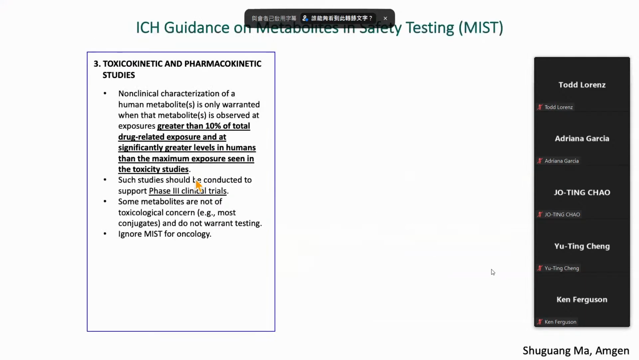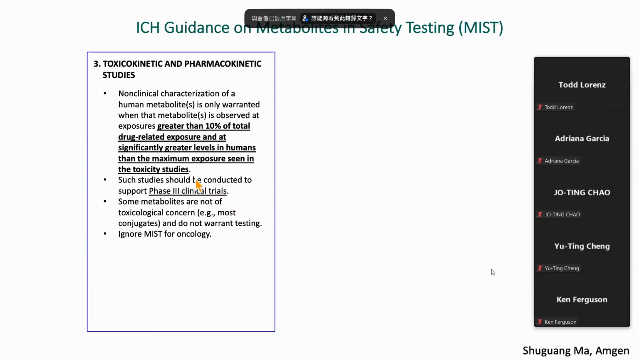And what are those guidelines? So this is the international guidance. Non-clinical characterization of a human metabolite is only warranted when that metabolite is observed at exposures greater than 10% of total drug-related exposure and at significantly greater levels in humans than the maximum exposure seen in the tox studies. So we're worried about things that weren't in the GLP tox studies that humans are going to be exposed to. Such studies should be conducted to support phase 3 clinical trials.